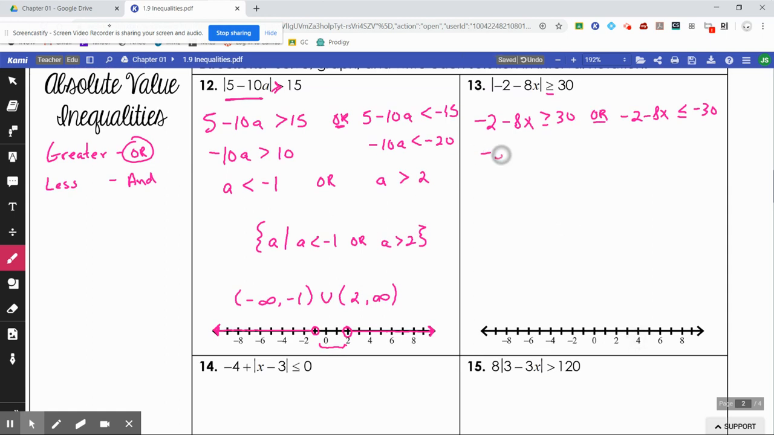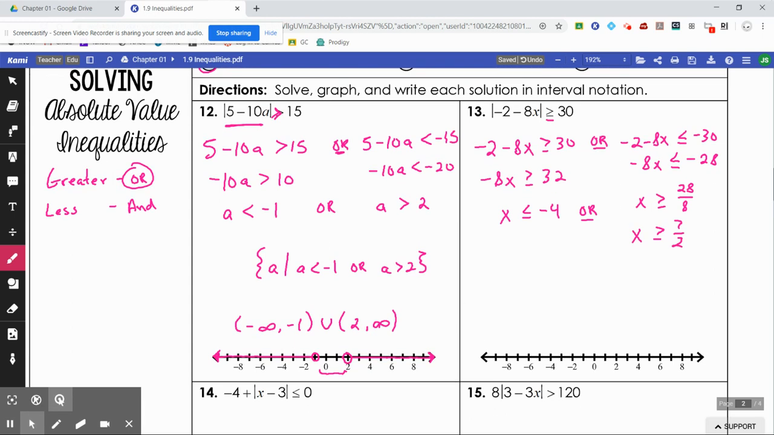Solve each, gives you negative 8x is greater than or equal to 32. Divide by negative 8. Make sure you flip your symbol over. You get x is less than or equal to negative 4. Or add 2 gives you negative 8x is less than or equal to negative 28. Dividing by negative 8, make sure you flip your symbol since you're dividing by negative 8. A negative divided by a negative is a positive. So we do have to reduce that though. That'd be x is greater than or equal to 28 divided by 8, which is 7/2, which is 3.5.